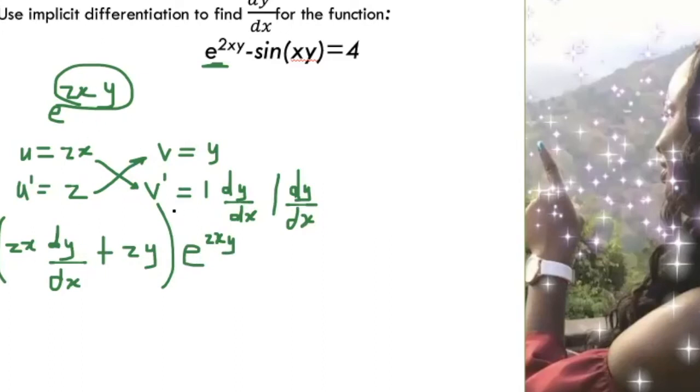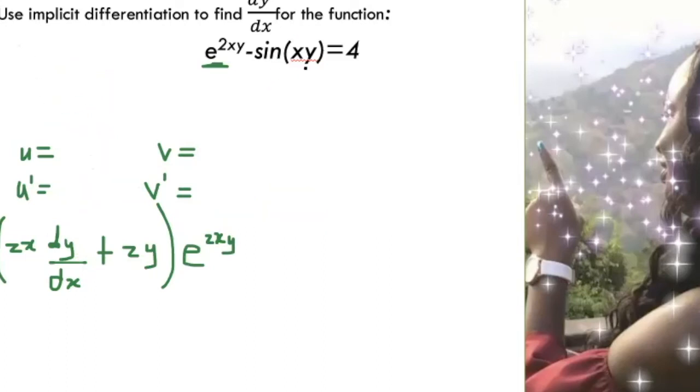Now, let's look at the sine. We have to apply chain rule to this, where I differentiate sine to get cos. So I'll have minus cos. Rewrite my xy, so I just differentiate sine to get cos, rewrite my xy. Then I'm going to differentiate the inside. So chain rule, you differentiate the outside to get cos.